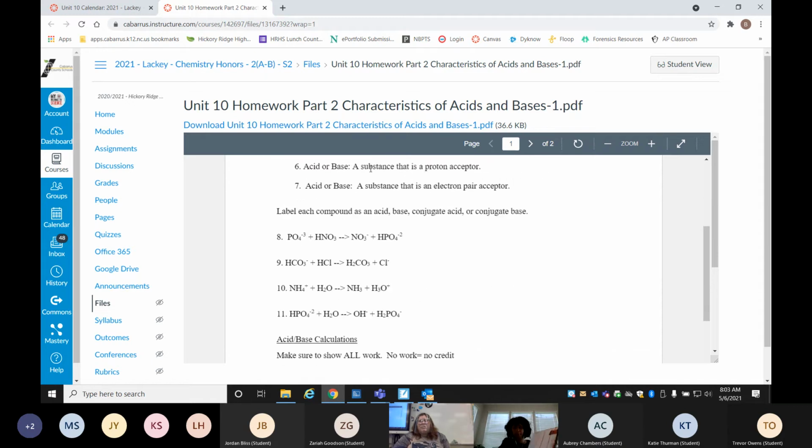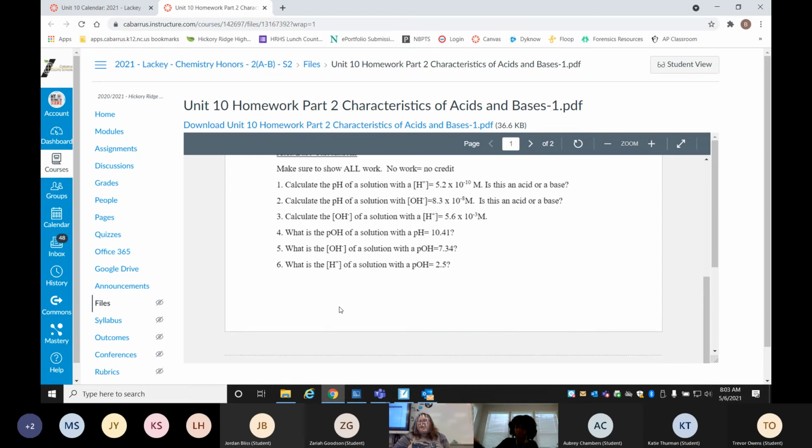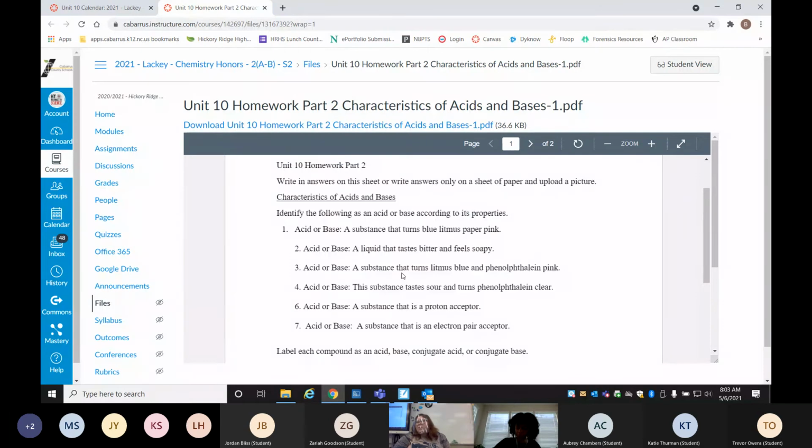The rest of it is stuff from types of acids and bases and calculations, which we're doing Monday. So you can't really get a good start on this yet. But that is open if you want to go ahead and do those 4. That is available to you.